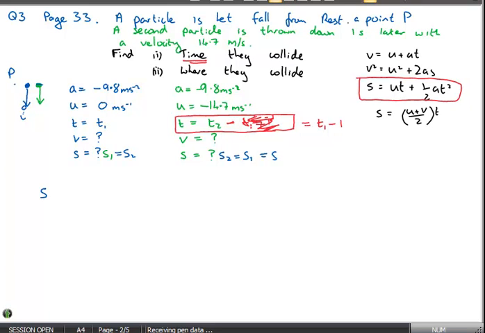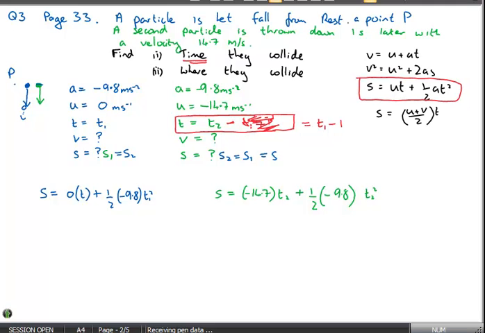We've got S is equal to UT, so it'll be 0 times time, plus 1/2 AT squared, plus 1/2 minus 9.8 T squared. That's t1. For the second particle, s is equal to u t2, so u is minus 14.7 t2 plus 1/2 at squared is minus 9.8 t2 squared.